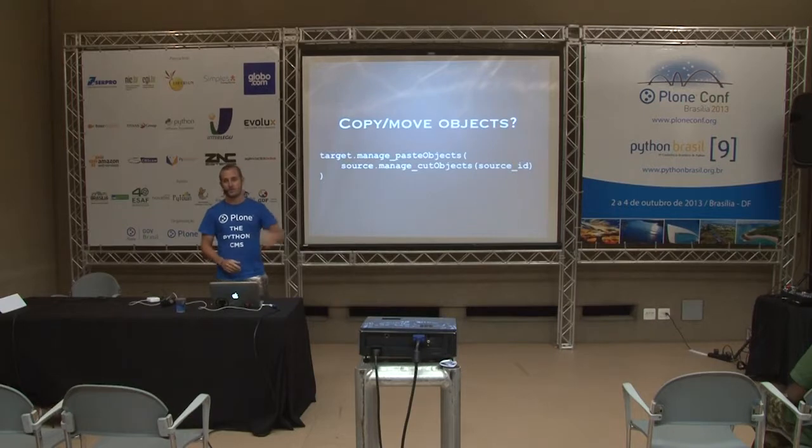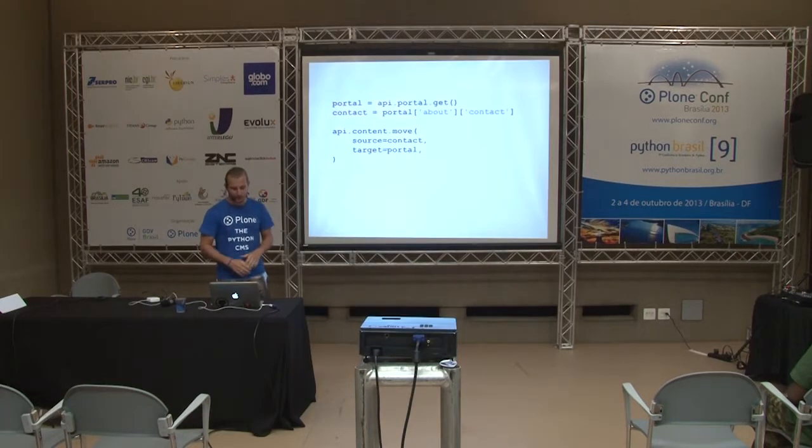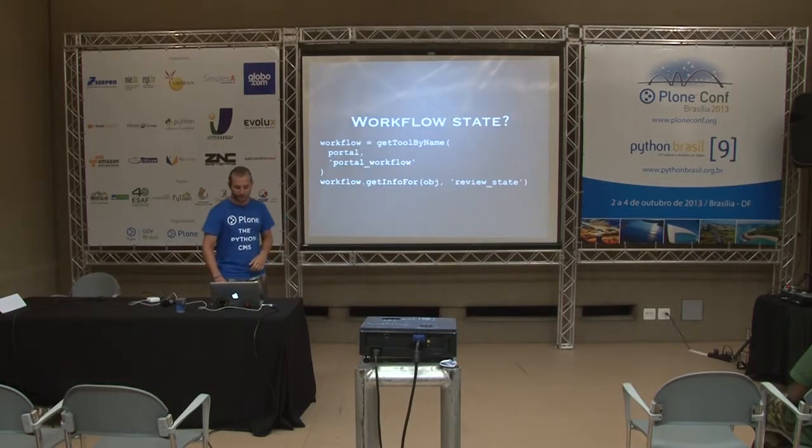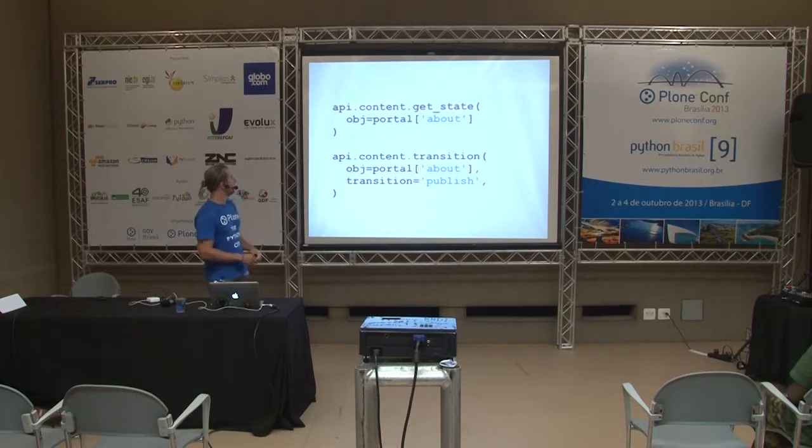Copying and moving objects, instead of this chunk of code, you have something like this: api.content.move or api.content.copy, and just give it a source and a target, and it's going to do it. The workflow state, instead of these four lines, you have api.content.get_state or transition.